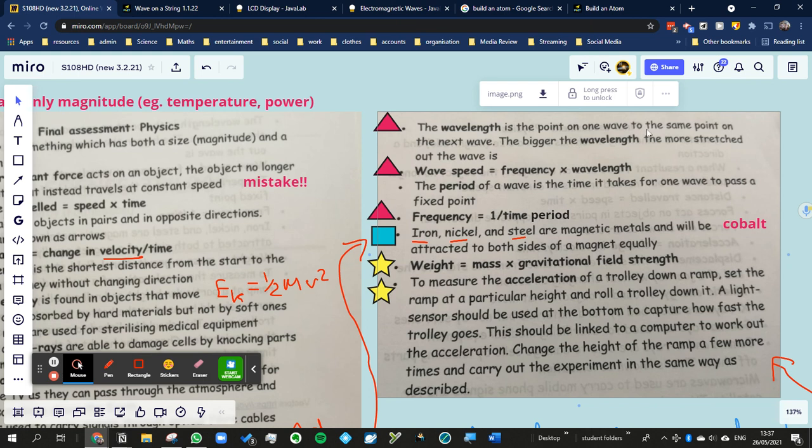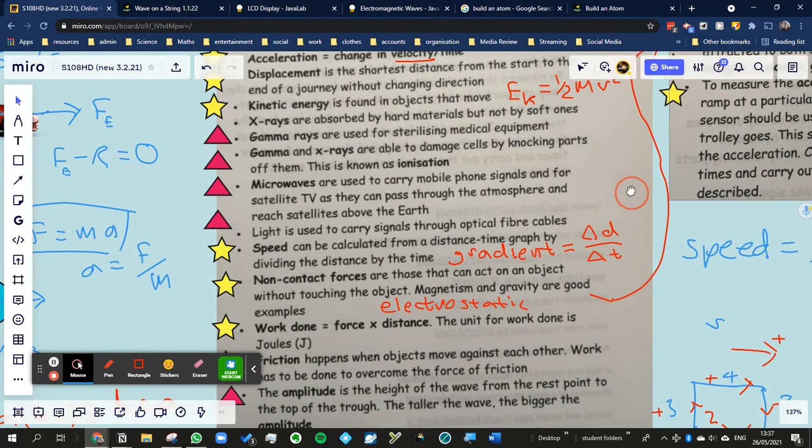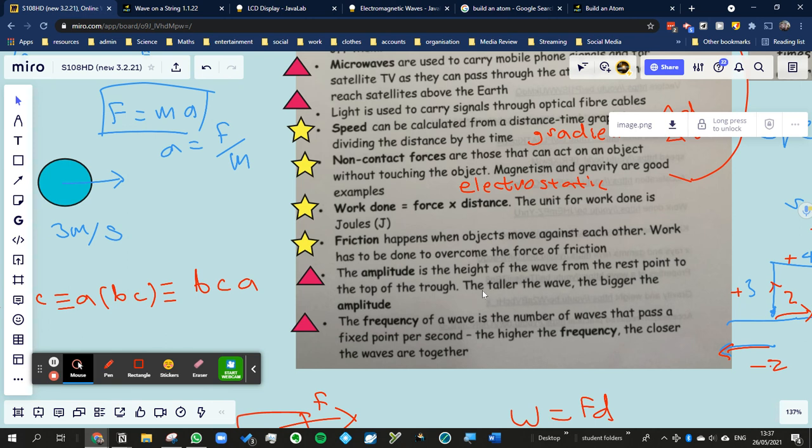Wavelength is a point from one wave to the same point on the next wave. The bigger the wavelength, the more stretched out the wave is. Yeah. I don't know about the idea of stretching out a wave, but that's fine.